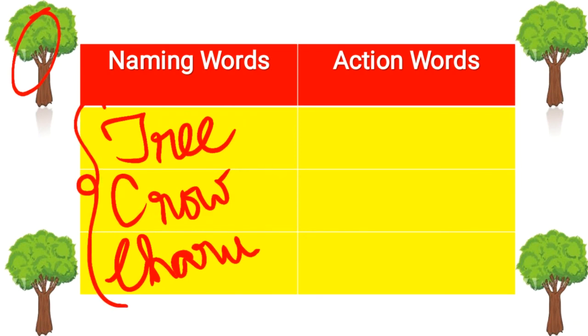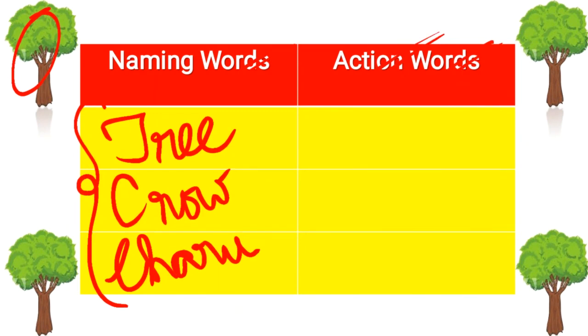Children, no need to copy this. You can write your own naming word. But in the book, the question is you have to pick the naming words as well as the action words from the poem. Okay, but here for your clear understanding, I am just teaching this generally. So naming words, names of living and non-living things. Action words, that is doing word, that is verb.